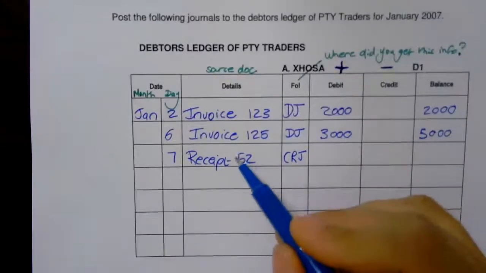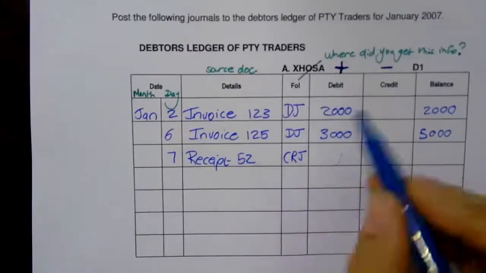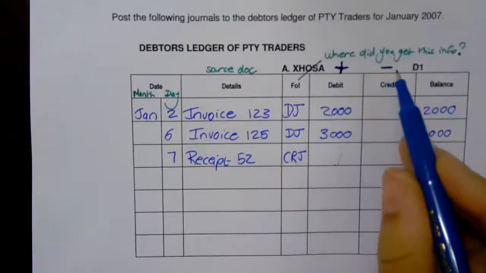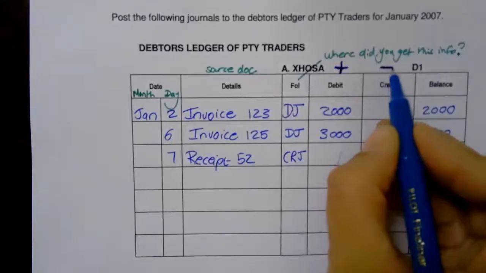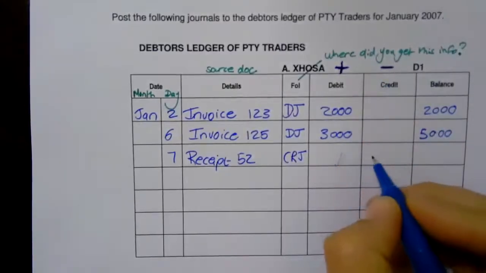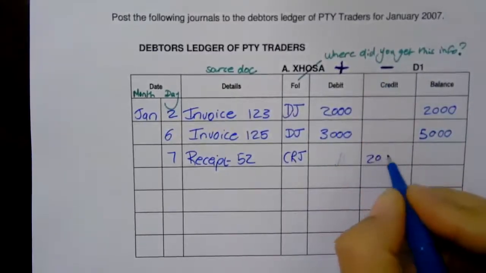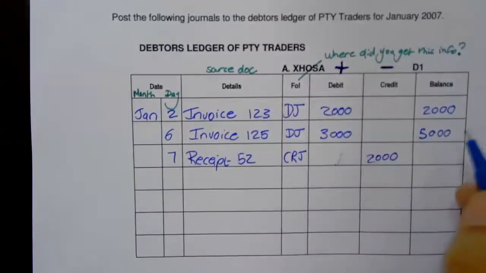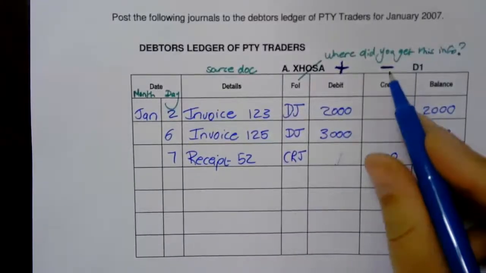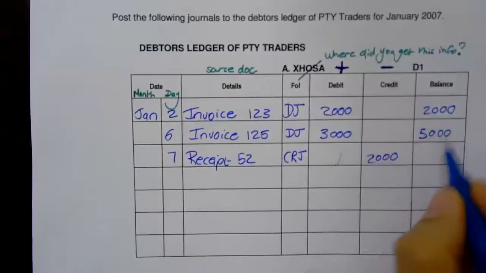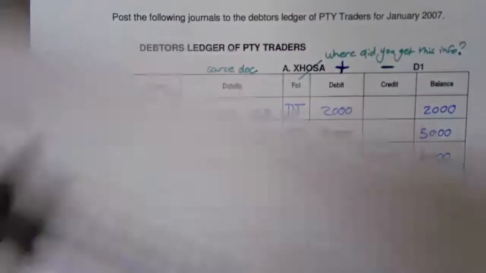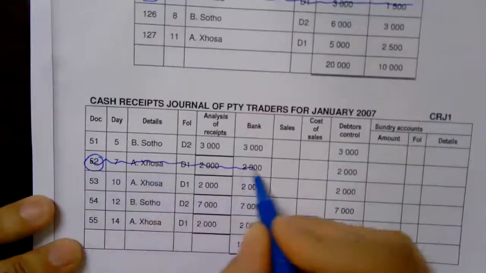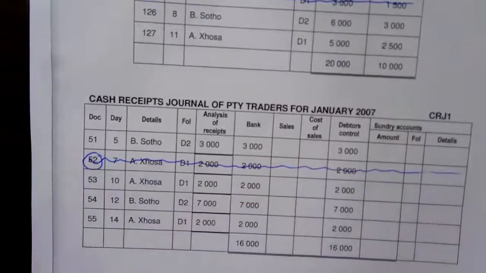Now, he is paying us money. That's why we gave him a receipt. So you can't write it in the debit side. You must write it in the credit side because the money he owes us is now less. Okay. How much did he pay us? He paid 2,000 Rand. So 5,000 Rand minus 2,000 Rand is 3,000 Rand. So now he owes us 3,000 Rand. Once you're done, you draw a line through the transaction so that you know that you've done it already.